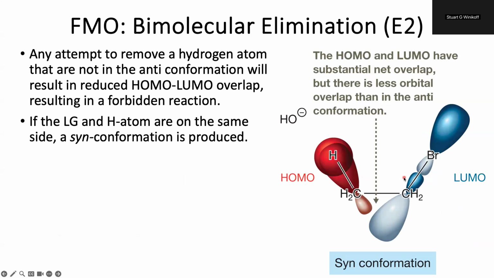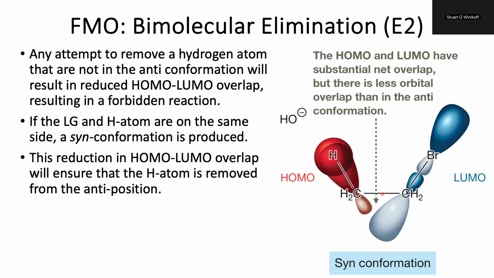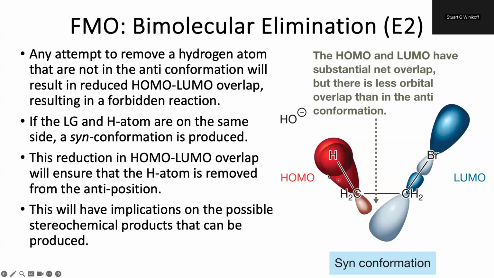As this orbital overlap decreases, we start to enter that forbidden region, meaning that I can't just make a beautiful pi bond from this. So this is going to be far less favored than a similar system in the anti conformation. As a result, one of the things we're going to explore in chapter 8 is that the H atom, because it's always removed from that anti position, is really going to dictate what stereochemical products can be produced from this reaction.